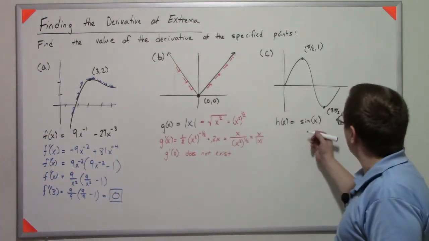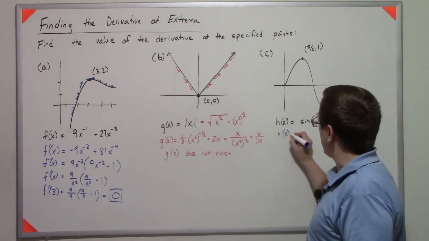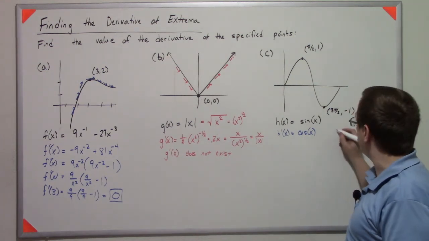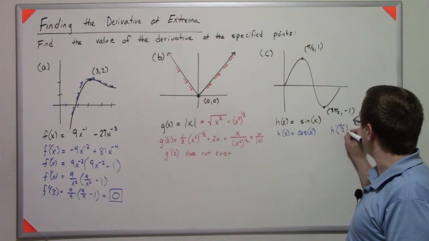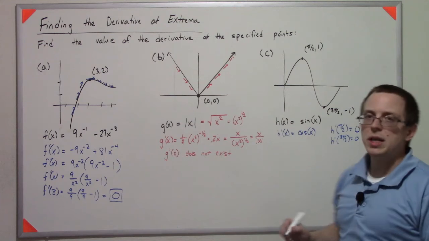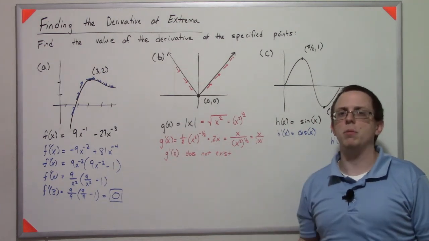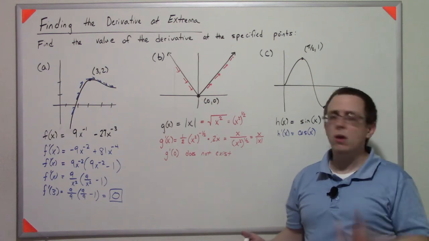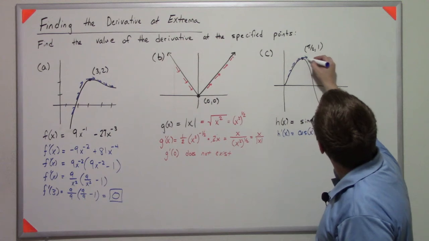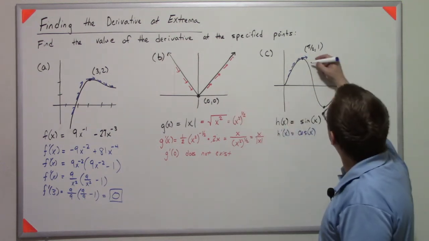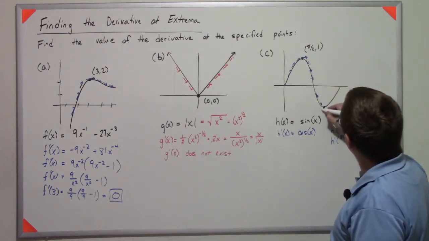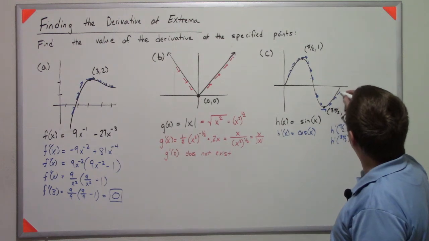But over here, well, we know what h prime of x is. H prime of x is cosine of x. That's just one of our standard derivatives. And h prime at pi over 2 is 0, and h prime at 3 pi over 2 is 0. So that's interesting. At both the maximum and the minimum, the derivative was 0. Well, if you think about the slope of the tangent line, it goes up, up, up, it sort of plateaus off, down, down, down, plateaus off, up, up, up.